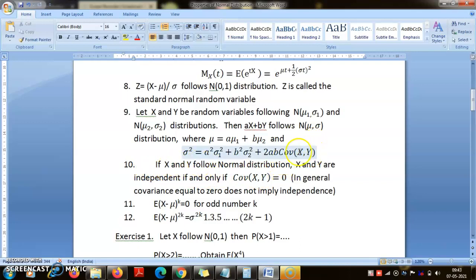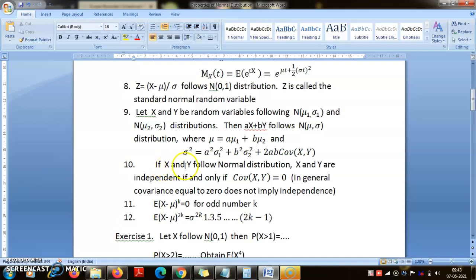This is a very important property, particularly for the normal distribution. I had told you that if x and y are independent random variables, then covariance is 0. But the opposite is not true. That means covariance 0 does not imply x and y are independent. We have a counter example: x takes plus minus 1 with probability half and y is equal to x square. Covariance is 0, but y is x square, so they are not independent.